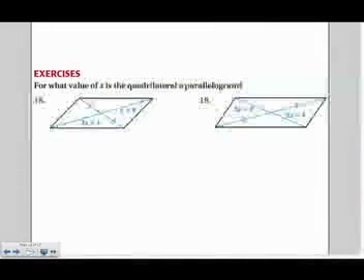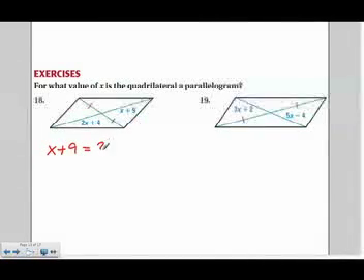All right, find what value of x makes this a parallelogram. It's just using the fact that these two are congruent. So x plus 9 is equal to 2x plus 4. Solving for x, 9 minus 4 is 5.